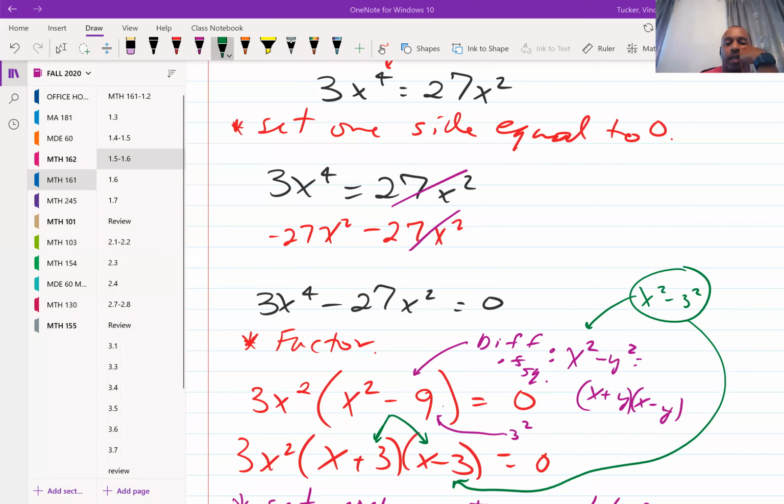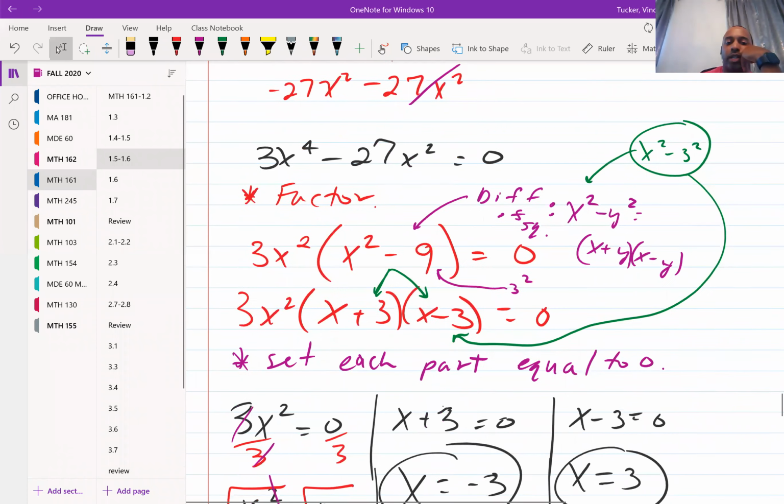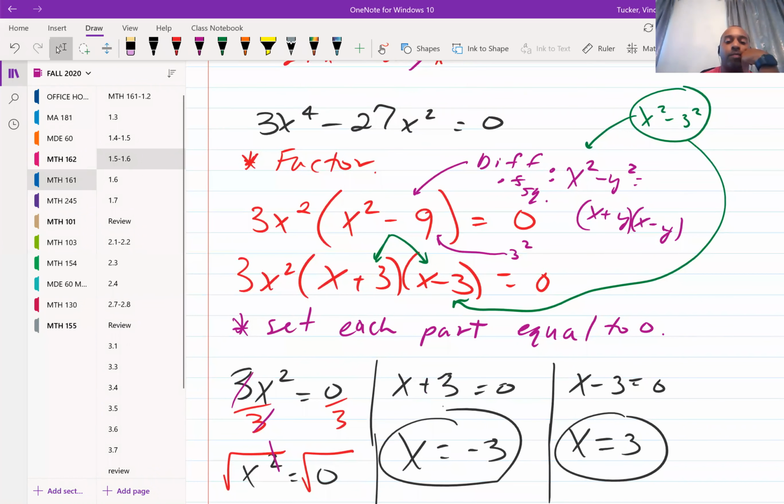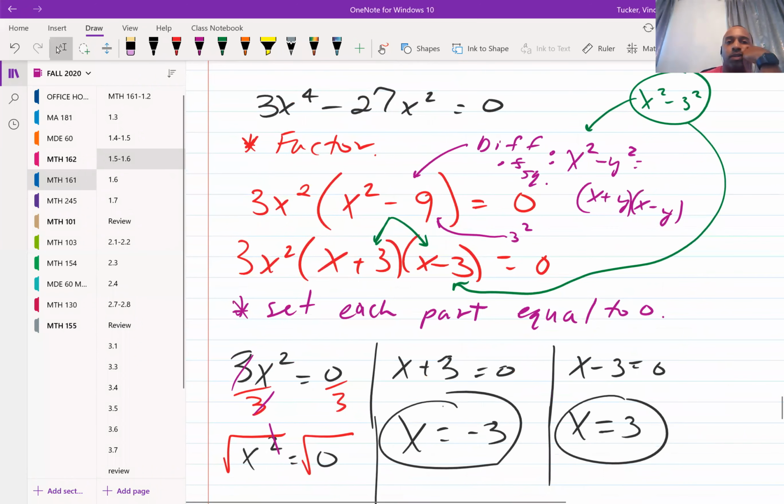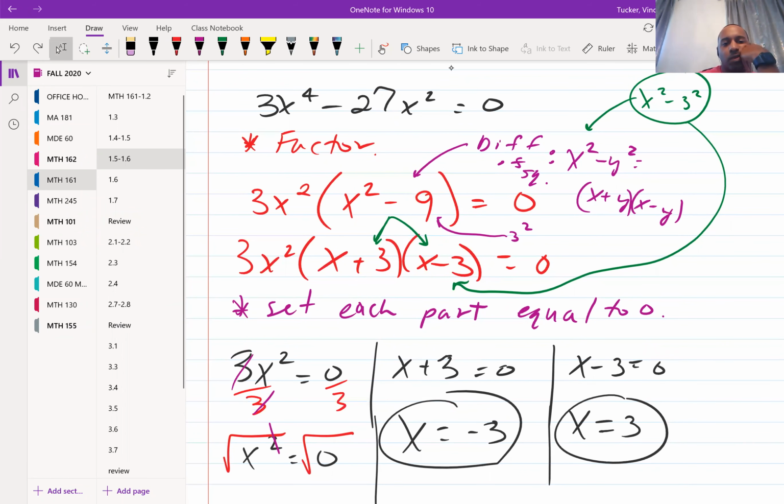All right, and just like we did last section, once we factor completely, we can set each part equal to 0. And that's what we're doing right here: 3x squared equal to 0, x plus 3 equal to 0, then x minus 3 equal to 0. And then solving for x. All right.